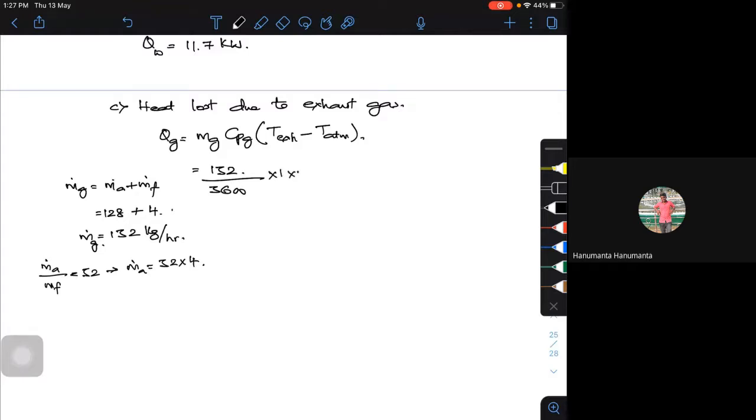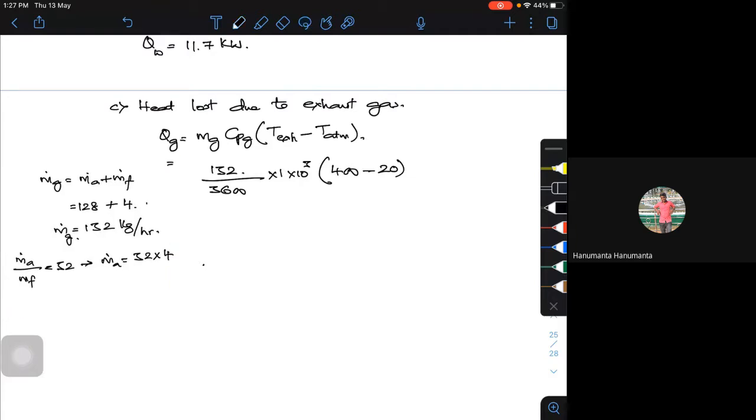The temperature of the exhaust gas is 400 and your atmospheric temperature is 20. So here the exhaust gas temperature comes into the picture. So your heat lost due to exhaust gas, that is Qg, when I put it into the calculator, I am getting around 13.9 kilowatts.